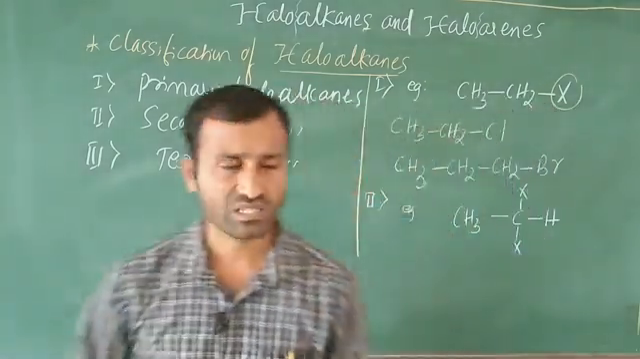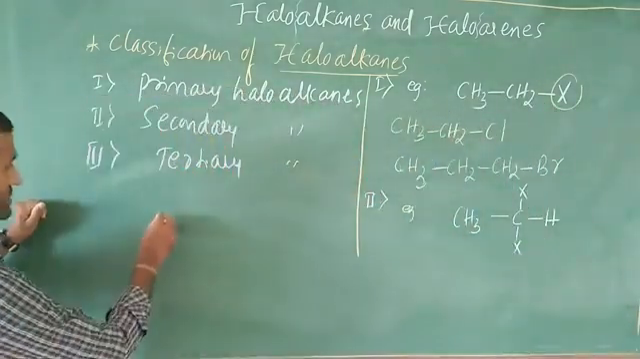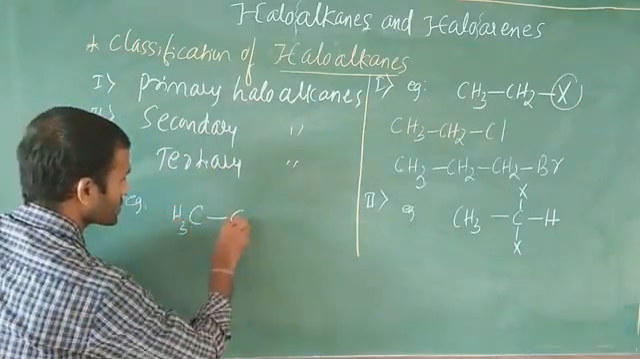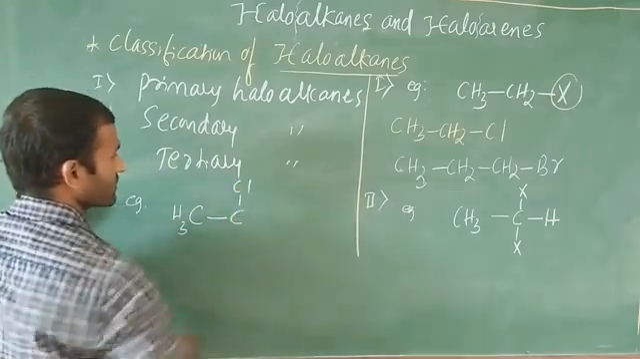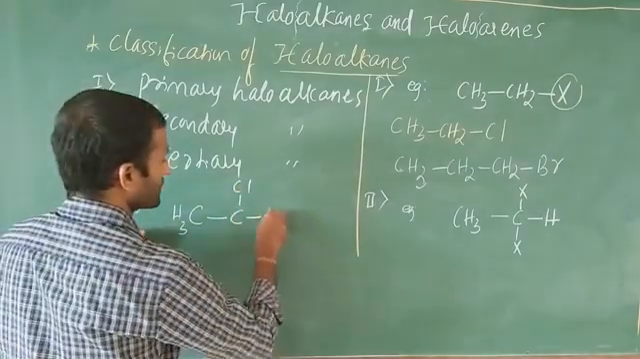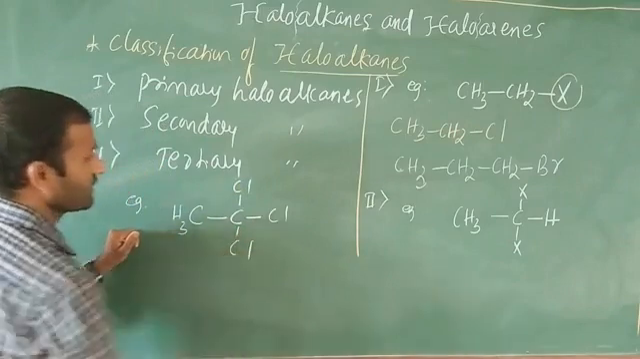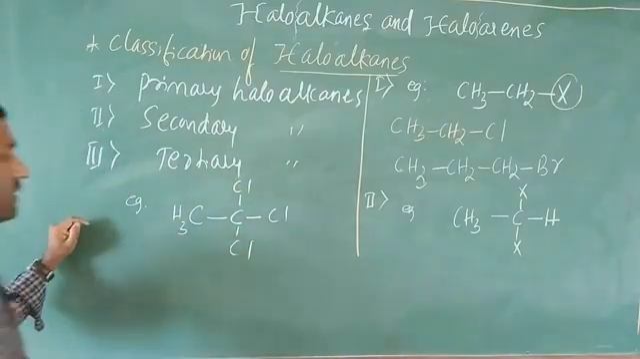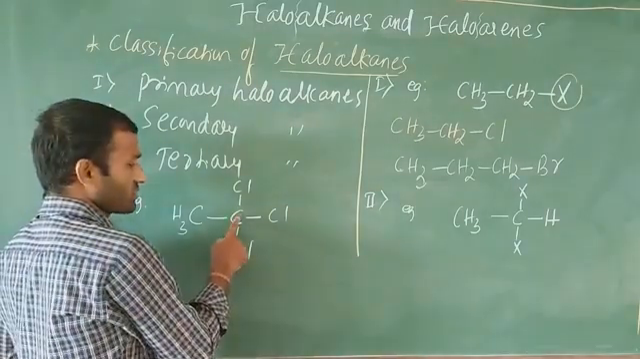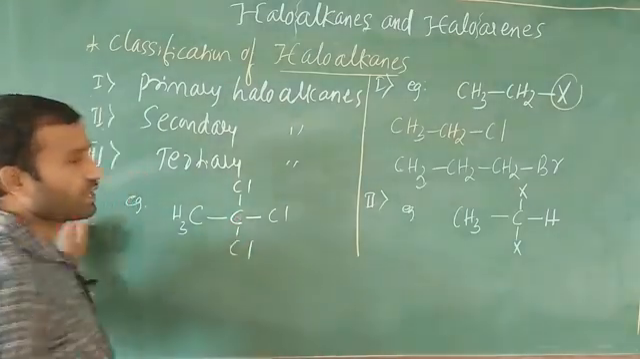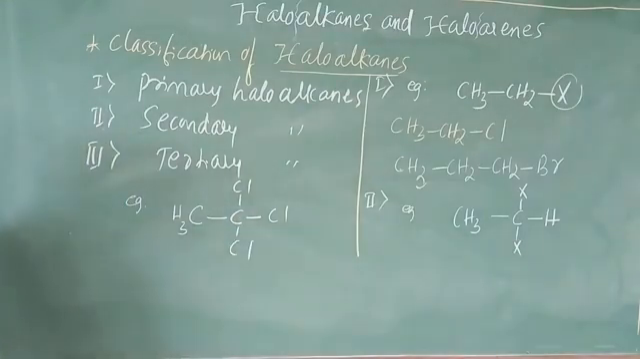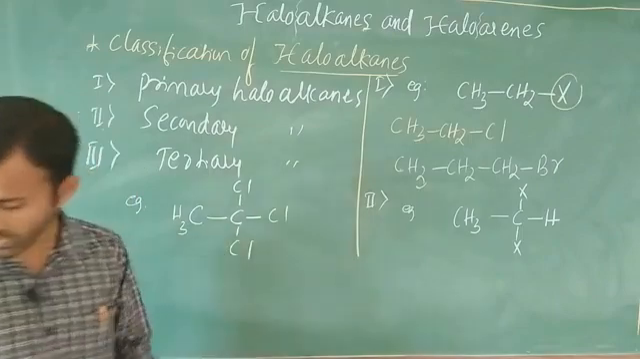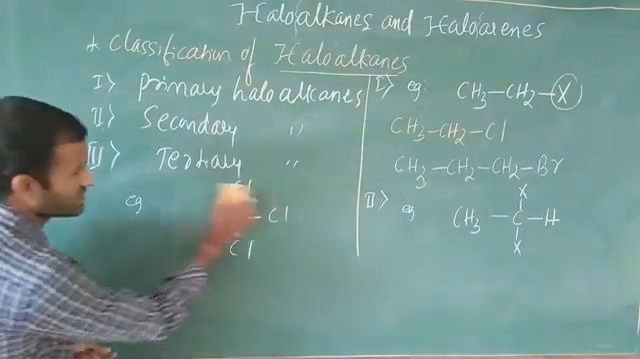Next, tertiary haloalkanes. What does tertiary haloalkane mean? Just see here, an example for tertiary haloalkanes: CH3 is there, next this is C attached with Cl, next another Cl, and another Cl. This one indicates a tertiary haloalkane. Important here is that this carbon does not contain any hydrogen, that indicates tertiary haloalkanes. This is one method. You can take another example for tertiary haloalkanes.